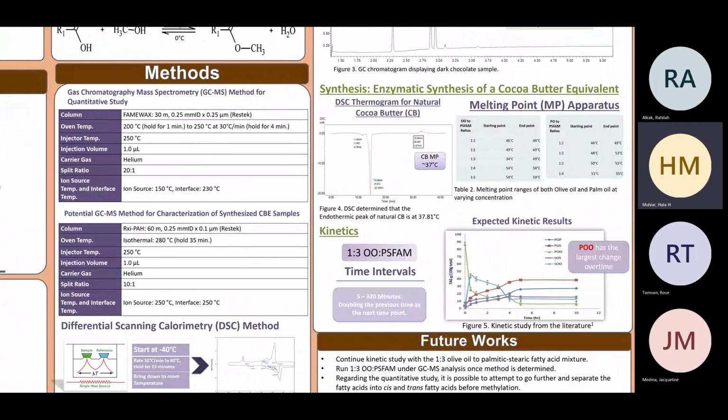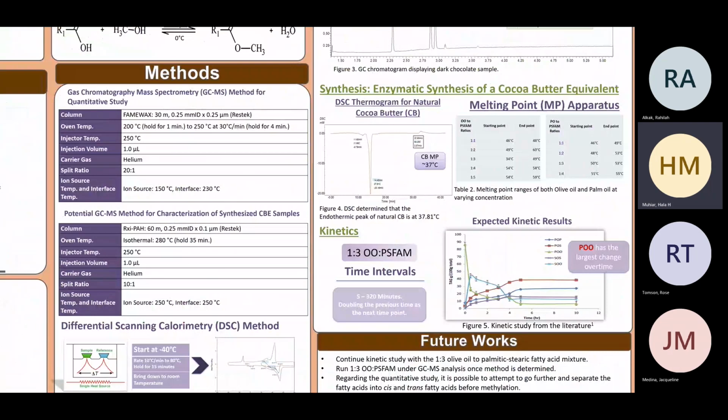Onto the results for the synthesis, both the DSC and the melting point apparatus were used. Only the CB standard was run in the DSC, and the endothermic peak showed that the melting point was at 37.81 degrees Celsius, which agrees with the literature. The melting point apparatus was then used to determine the melting points for each oil at different ratios. The only one that falls within this range is the 1:3 olive oil sample as predicted from the literature. As for the GCMS data, the method is still being developed, as Hala mentioned, due to no peaks being visible as of now.